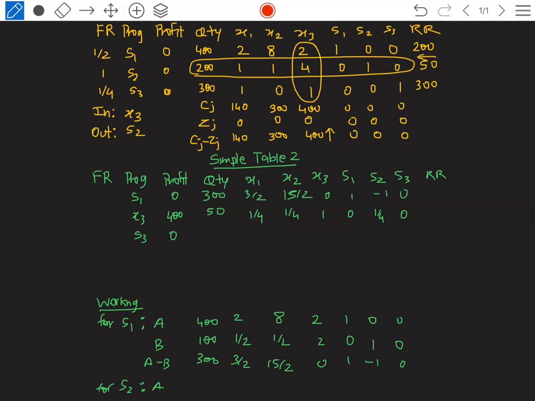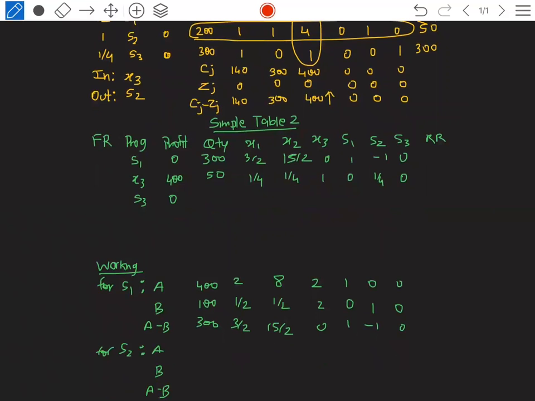Then talking of working for S3 now. Working for S3, we first write down the old values. S3 old values are 300, 101, and then the B values. B is simply the key row multiplied by the fixed ratio. So 200 multiplied by 1 by 4. So that's basically 50.